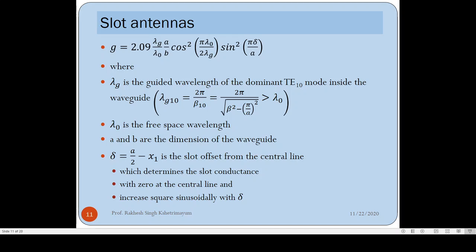Delta can also be expressed as A by 2 minus x1. x1 is the offset from the side wall, and delta is the offset from the central line. So at the central line, what is the value of x? x is A by 2. So A by 2 minus x1 can also be expressed as delta. So this parameter is going to decide the value of G. When you keep on increasing it, G is going to increase. When you keep on reducing it, it's going to decrease, because this is a sine function you have here.